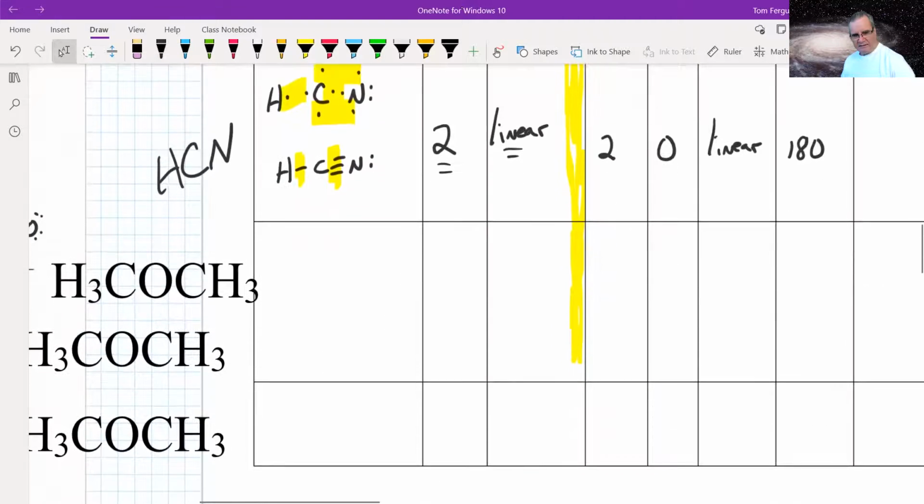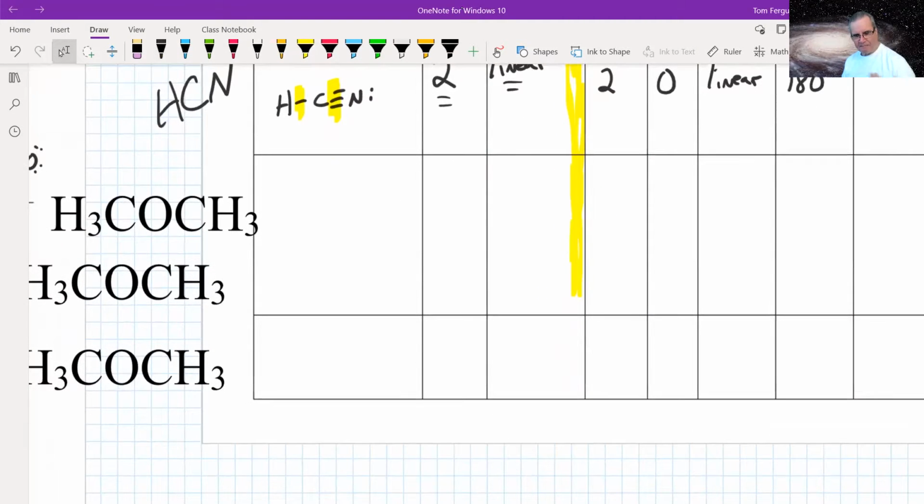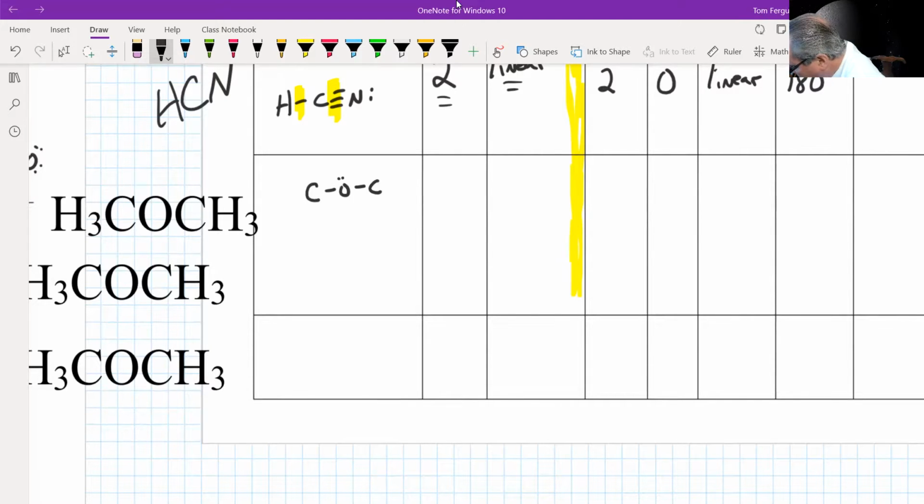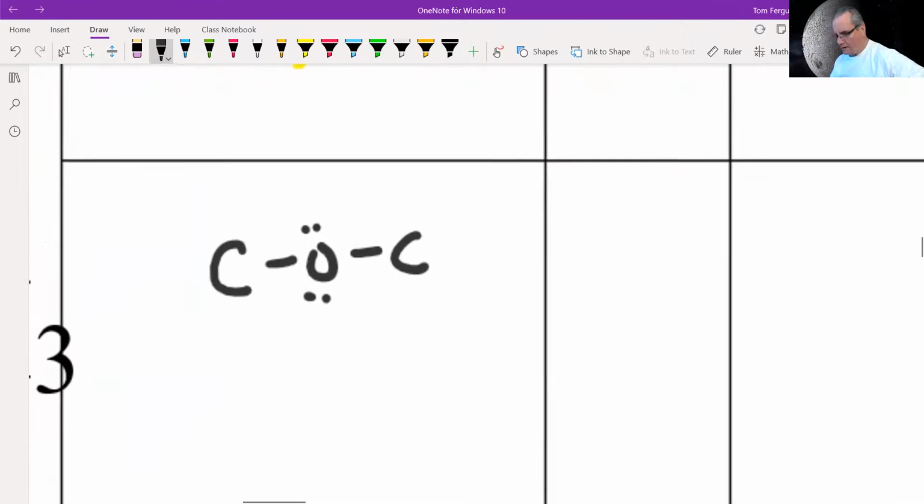All right, so let's now try a multi-central atom. Okay, so the first thing we're going to do is draw the dot structure. Okay, that's going to look like this. This bigger.